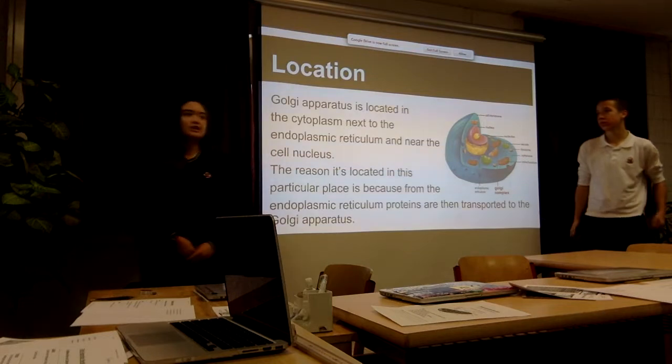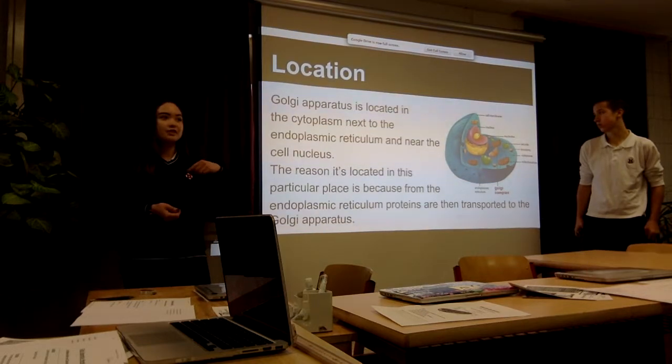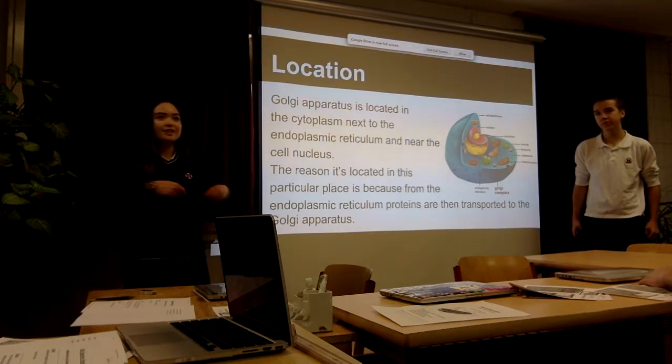Okay, so the location of the Golgi apparatus is it's found in the cytoplasm of the cell, and it is actually right next to the endoplasmic reticulum. So they're basically right next to each other because they share a job together. And then it's also found near the nucleus, which is in the center of the cell. So they're like neighbors. They're really close to each other.